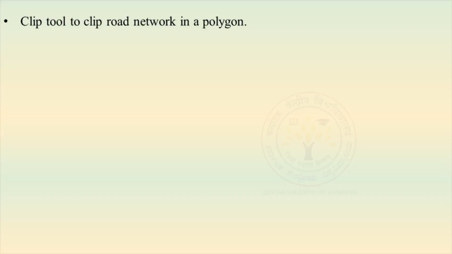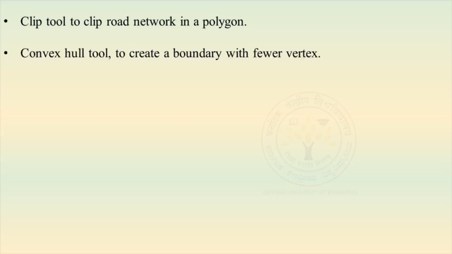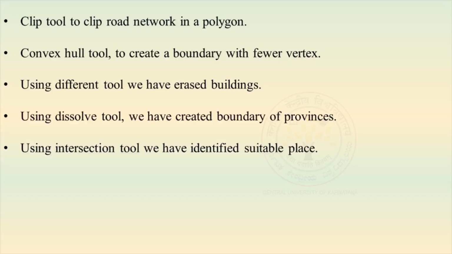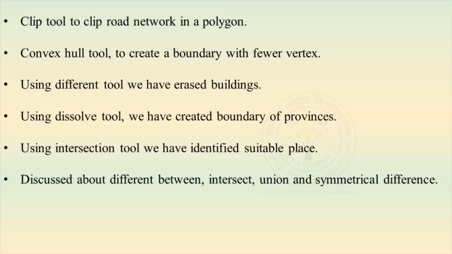Today we have used clip tool to clip road network in a polygon, convex hull tool to create a boundary with fewer vertex. Using different tool we have erased buildings. Using dissolve tool we have created boundary of provinces. Using intersect tool we have identified suitable places. And we have discussed about difference between intersect, union and symmetrical difference. Finally, we have also discussed how to eliminate selected polygon.